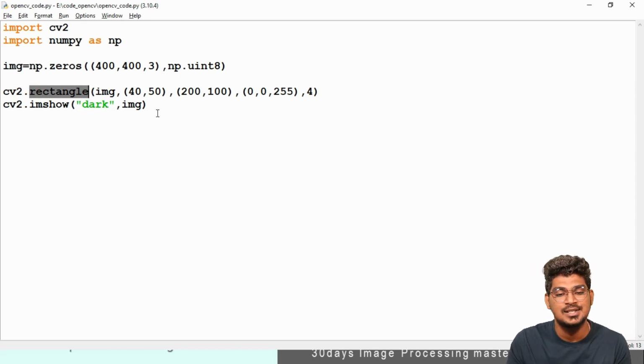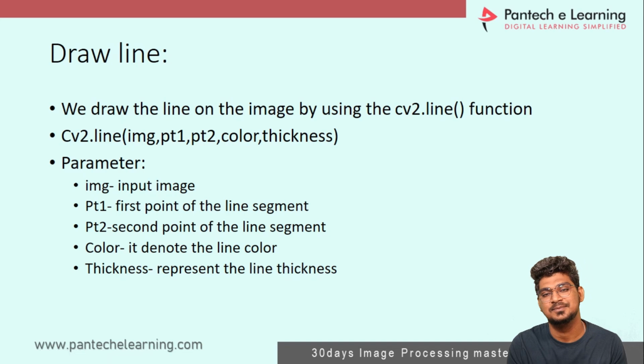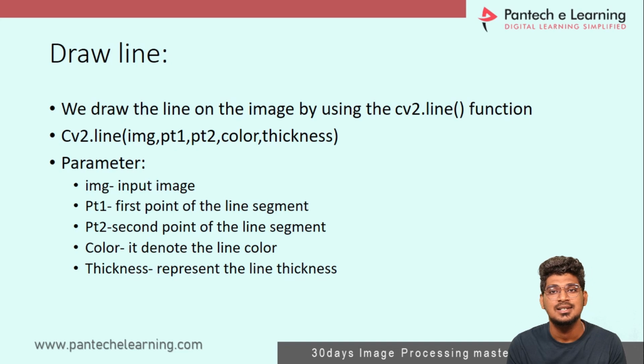Clear, no? Right. So next I'm going to enter the next one. What is that? Draw line. We are going to draw the line on the image by using cv2.line. So what are all the parameters here? The same thing happens here also. We need the original image. After that the same thing, pt1 and pt2, then color and thickness. This is common. So the first point of the line segment and the second point of the line segment. That's it. After that color and thickness.